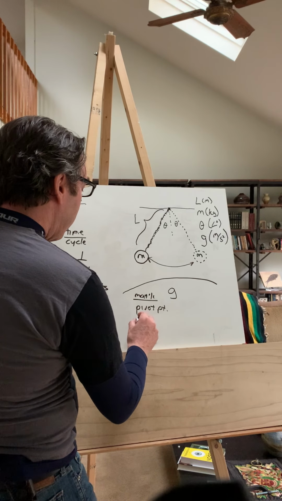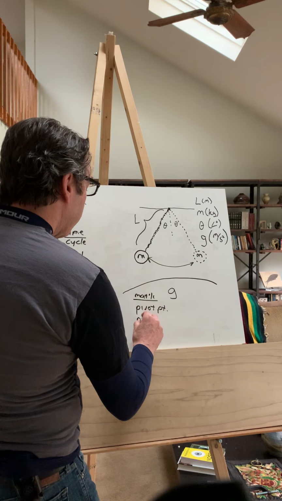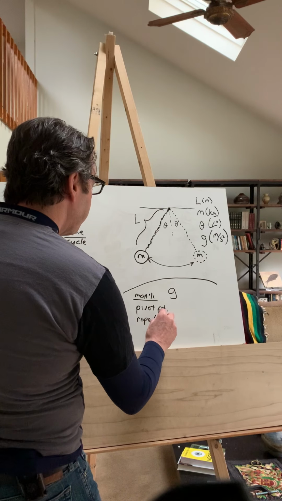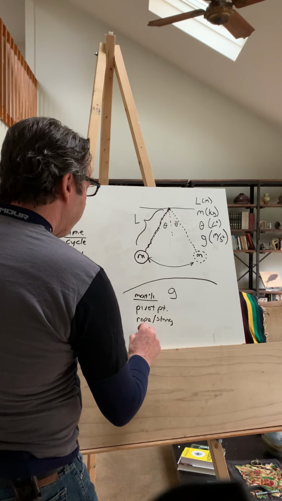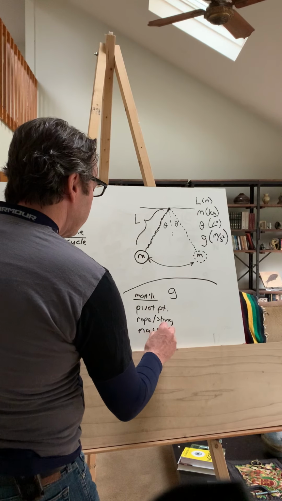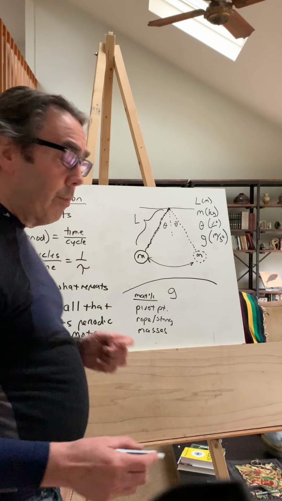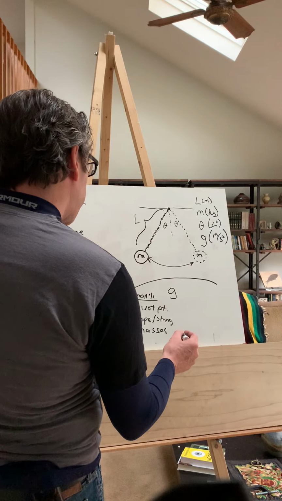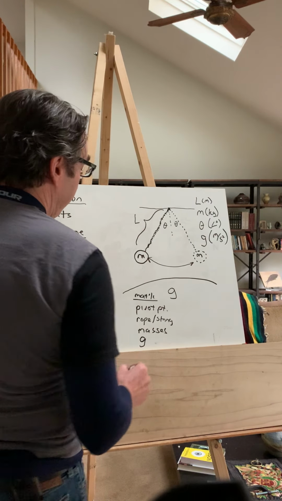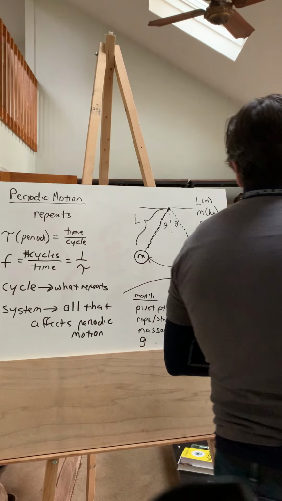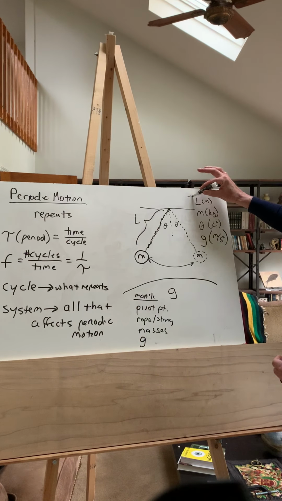And you have to find a rope or string or chain. And you have to find masses to put on the end. And you need a source of gravity, G. And then these up here we will call our variables.